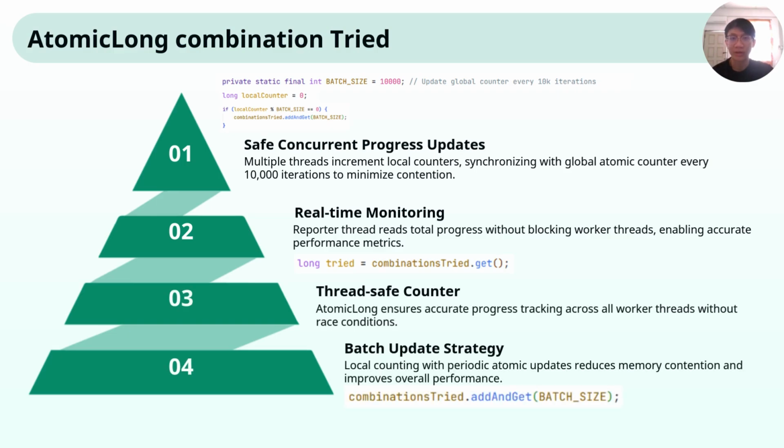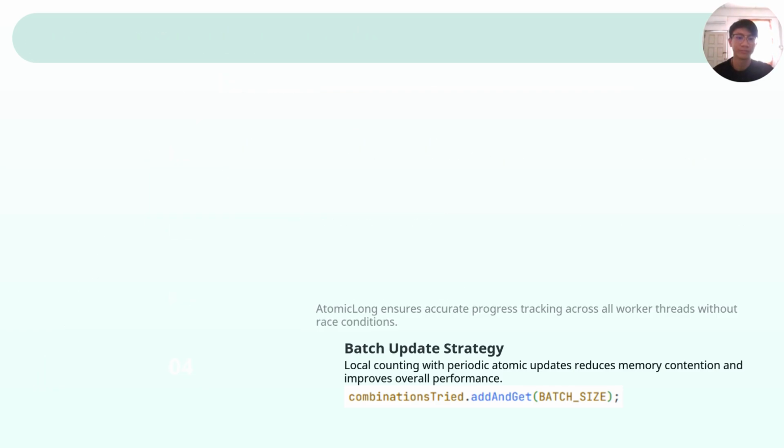For progress tracking, we rely on an atomic long counter. To achieve safe concurrent updates without performance loss, we implement a batch update strategy. Threads count locally and only synchronize with this global atomic counter every 10,000 iterations. This drastically reduces memory contention while still providing data for real-time monitoring by the reporter thread.